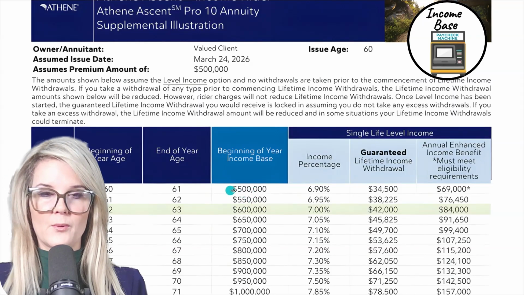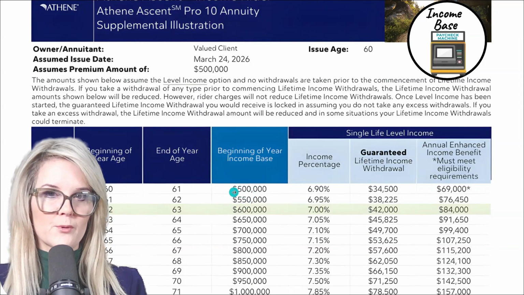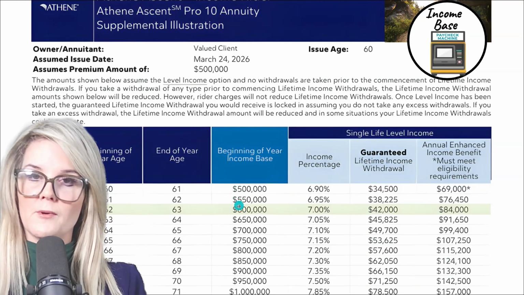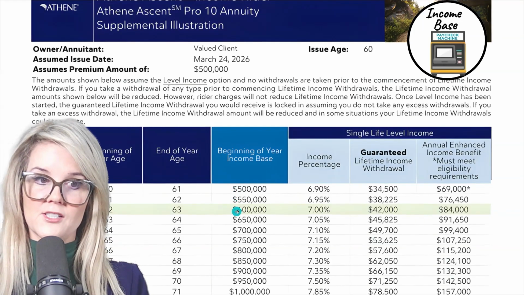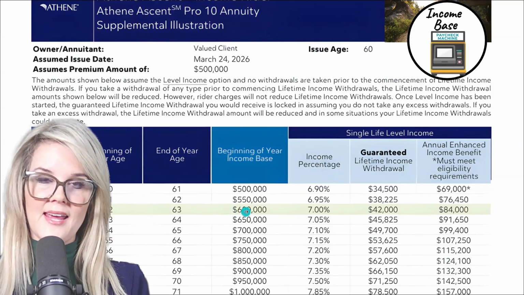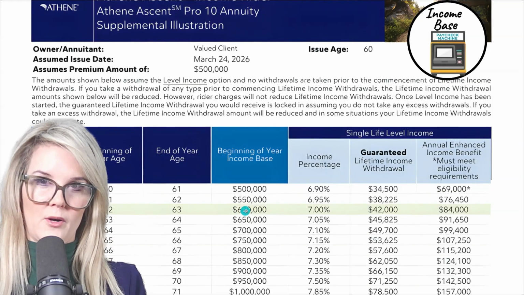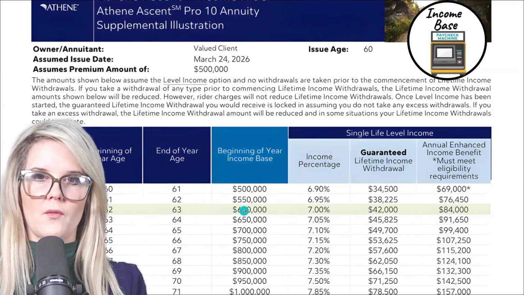You can see right here, he put in $500,000. That made 10%, which is $50,000. It jumped up to $550,000 the next year. Then it made 10% again, so the next year it's at $600,000. That's how it makes that roll-up rate. And then it stops earning that once you turn on the income.